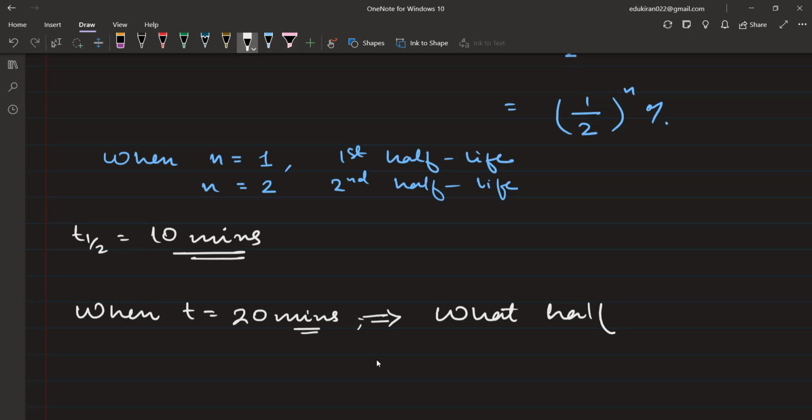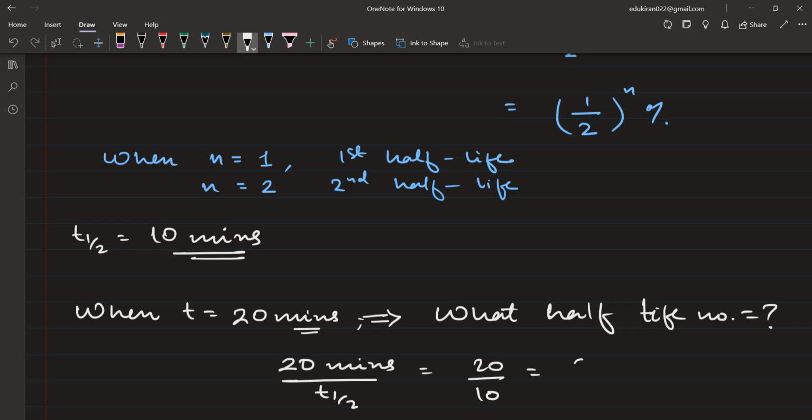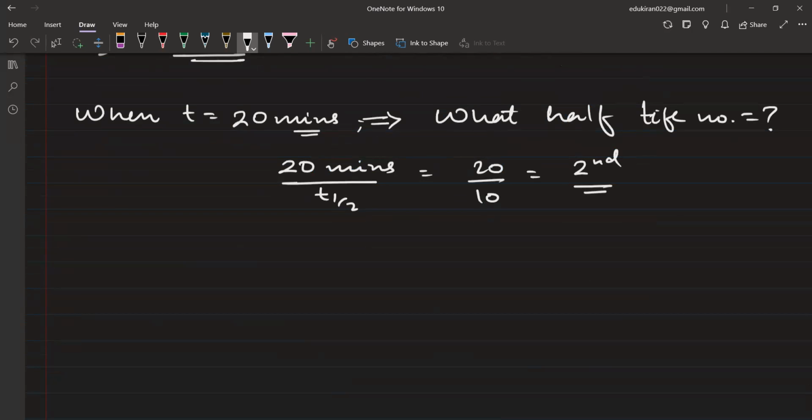हाफ लाइफ नंबर क्या हो जाएगा इसका? When time is equal to 20 minutes, this will be second half life, right? That means second हम लोग कैसे निकाल सकते हैं? The total time divided by the t half time. Yes or no? बात आ रही समझ सबको? This will give me 20 upon 10. That means it is the second half life. सही है? Yes or no? Please tell me, guys.